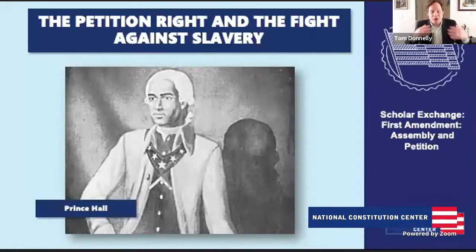So he puts a petition together for 7 African Americans in Boston, sends it to the Massachusetts legislature, calls for the end of slavery. There are petition drives in other parts of Massachusetts along similar lines of other groups of African Americans. And what's amazing about this petition drive is it works. In 1783, the Massachusetts Supreme Court says that it agrees with Prince Hall. It thinks that slavery is inconsistent with natural law, with the Declaration of Independence, with the Massachusetts Constitution, and it abolishes slavery in Massachusetts there in 1783.